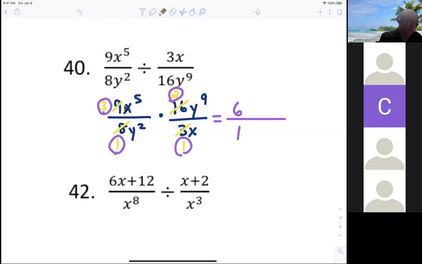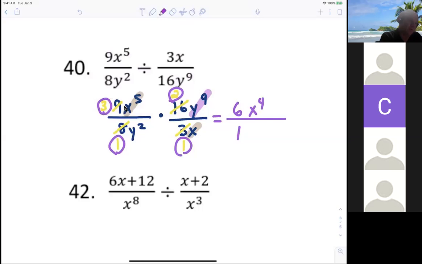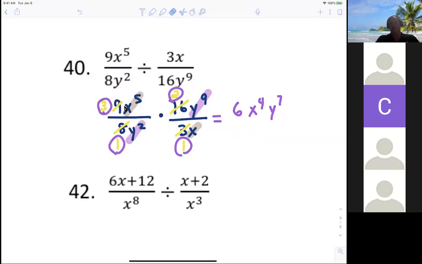All right, now again, x to the 5th and x leaves me x to the 4th on the top. Now again, I have y to the 9th, y to the 2nd, leaves me y to the 7th on the top. So again, that's my final answer. But I do want everybody to know, is it necessary to have dividing by 1? No. So I can erase that, and I can erase that, and that's my answer.